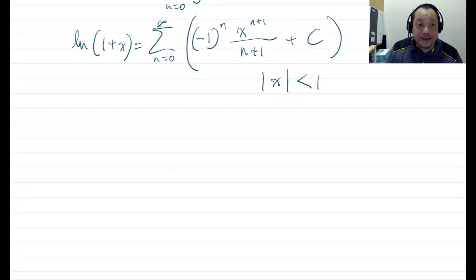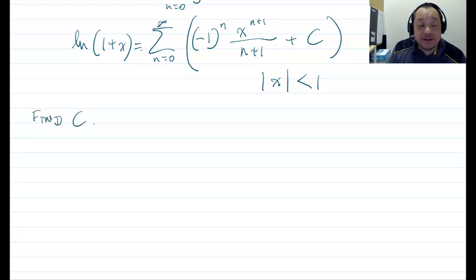Here's my answer so far, and I know I'm not done yet because I have that plus c that I need to take care of, so I have to find the c. I find the c by fixing a specific value of x and then equating the two values from the left and right.